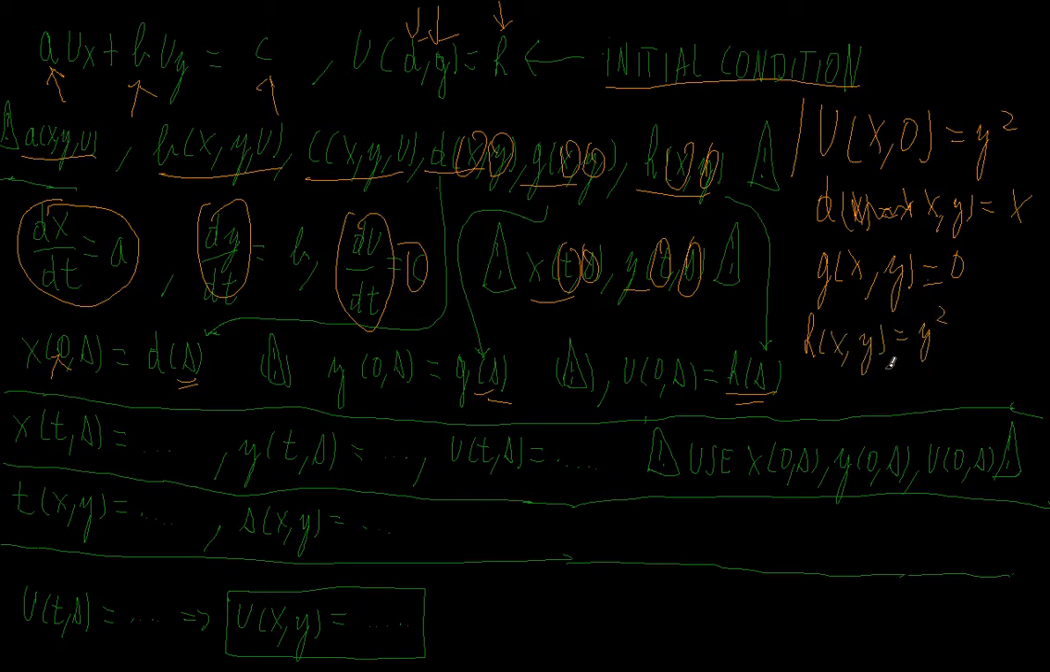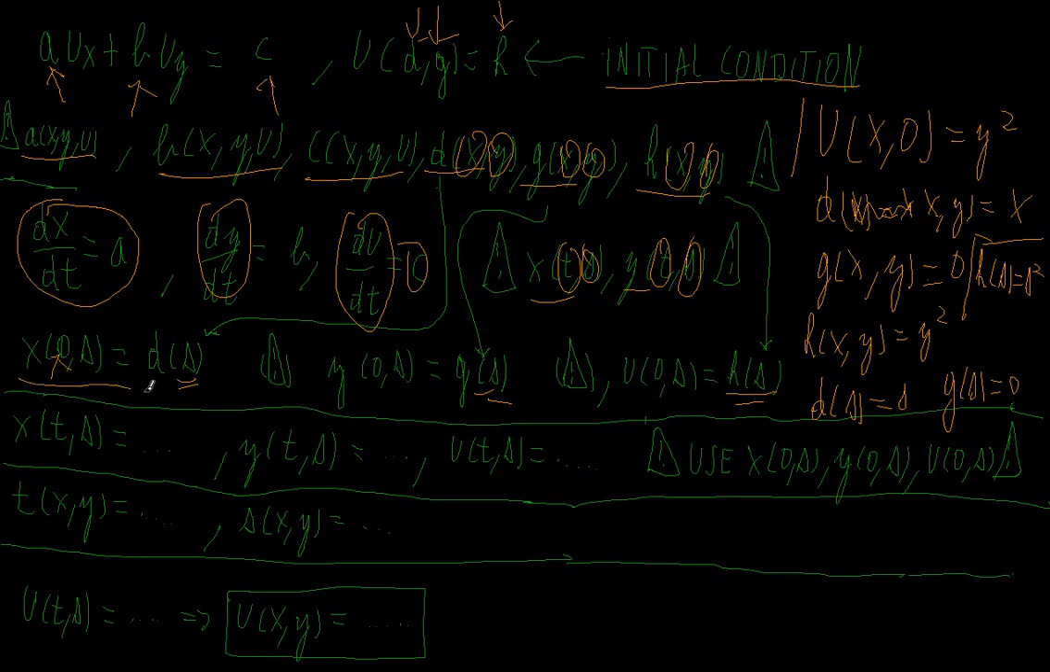Now instead of x and y, you will have t and s, but t will be set equal to 0. So instead of d of xy is equal to x, you will have d of s is equal to s. Instead of g of xy is equal to 0, you will have g of s is equal to 0. And instead of h of xy is equal to y squared, you will have simply h of s is equal to s squared. So you just replace everything with s, given that t is equal to 0.